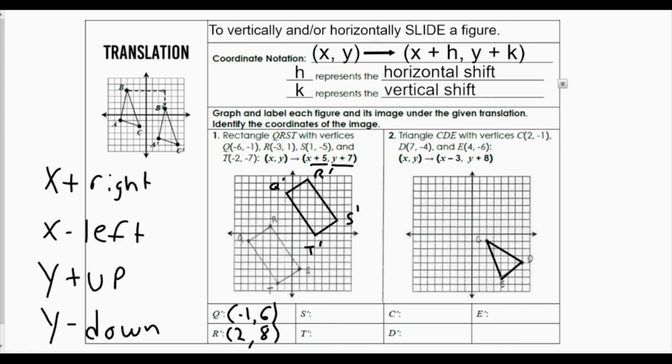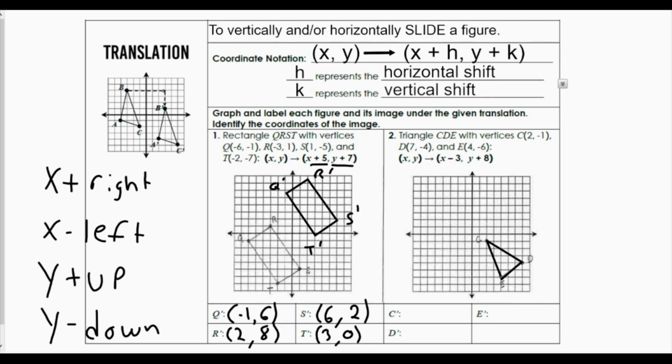S was (1, -5). 1 plus 5 is 6, and -5 plus 7 would give me 2. And T was (-2, -7). -2 plus 5 will give me 3, and -7 plus 7 will give me 0. So these are my new coordinates of Q prime, R prime, S prime, and T prime, and I can confirm those with my diagram that I translated. Looking at number 2, I have triangle CDE with the following vertices.